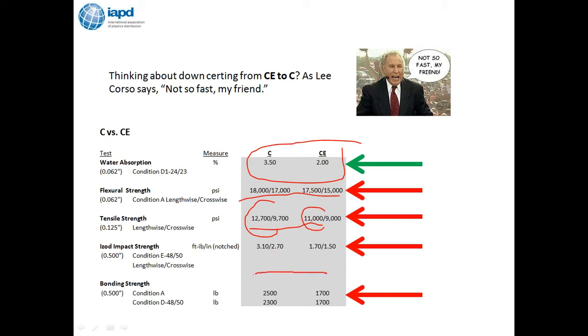And bonding strength especially is really wide open here. The C is a mechanical properties material. This is a mechanical grade material. The CE is an electrical grade.